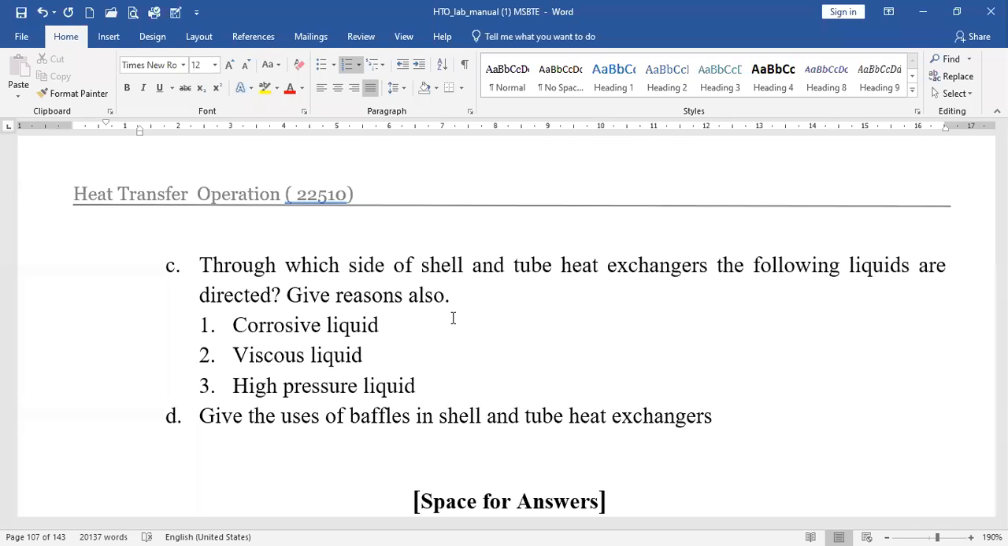If the answer is that the corrosive liquid should be passed through the tube side, then you have to justify with the reason why it is so. Give the uses of baffles in a shell and tube heat exchanger. So with the help of these different types of questions, we can check or verify the knowledge and skills we have adopted while conducting the experiment. Thank you.